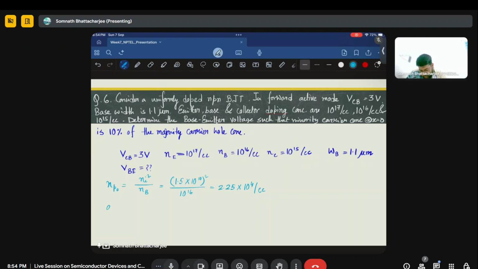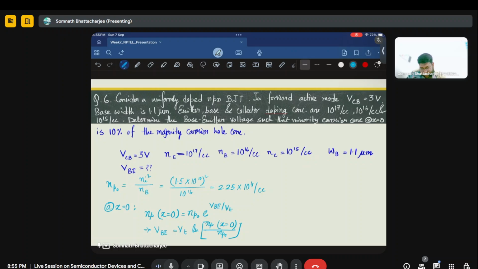Okay. Now at x equals 0, we need to find this value: NP at x equals 0 is NP naught e to the power of VBE by VT. From this we can also write that VBE is nothing but VT into ln of NP at x equals 0 over NP naught. We know the value of VT anyways.